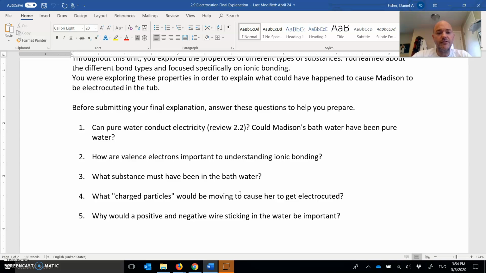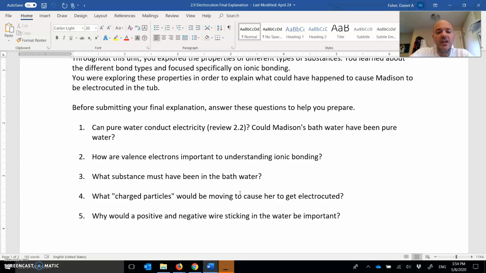So first off, can pure water conduct electricity? And then thinking about, could Madison's bathwater have been pure water? Thinking about understanding valence electrons and how they're important to understanding ionic bonding. Think about what substance or substances must have been in the bathwater. Either a substance or type of substance are ways to think about that.